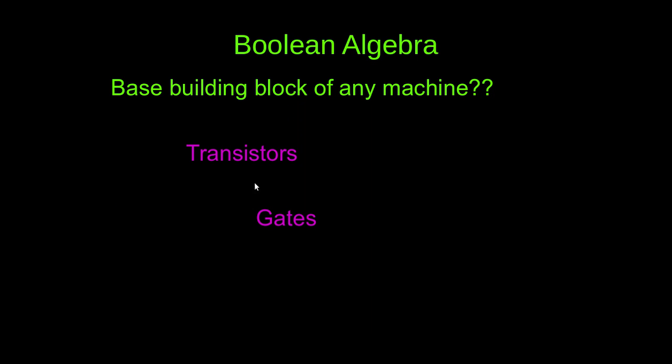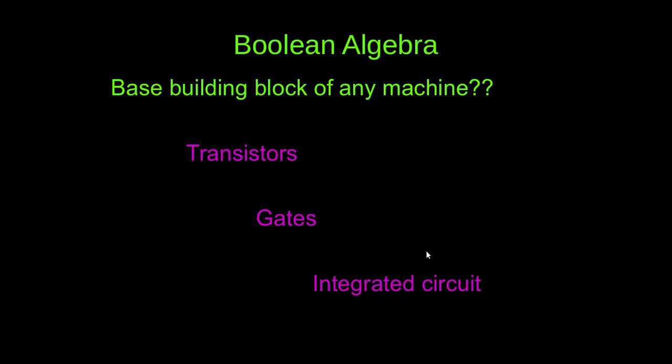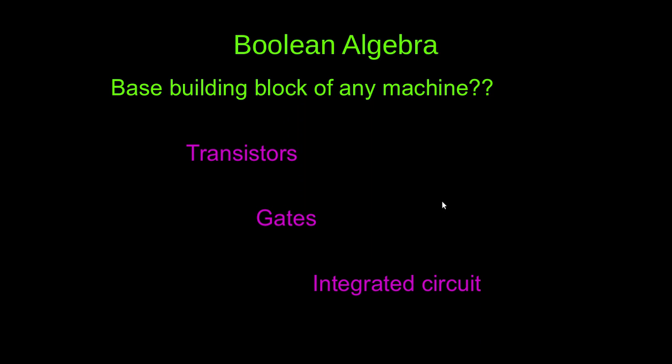So from transistors what do we get? We get gates, and we said we have basically 6 types of gates. I think you need to know the truth table and the logic diagram, memorize them really well for each gate. A gate is an idealized or physical device implementing a Boolean function, implementing an AND, an OR, a NOT, an XOR. Those are not gates, those are integrated circuits. This is an integrated circuit, and this is an integrated circuit.